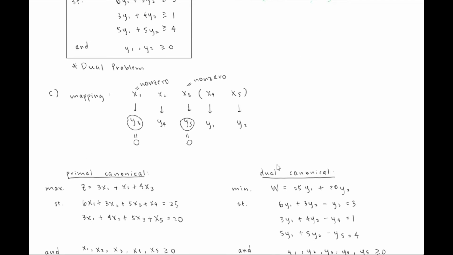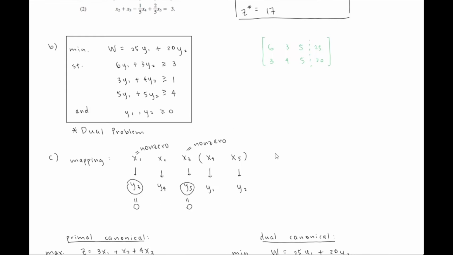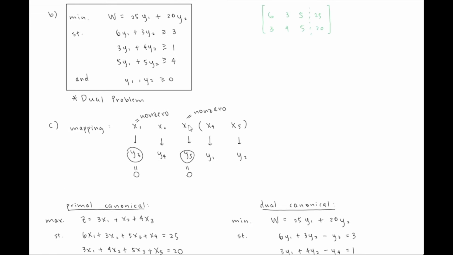Okay, so now part C wants us to identify the optimal solution for the dual problem from the final set of equations. So for part C, we want to first map the original primal variables to the new dual variables. So by doing this, we want to map the primal slack variables to the dual main variables and the primal main variables to the dual slack variables.